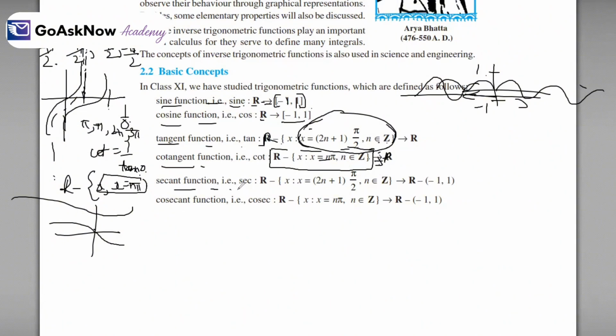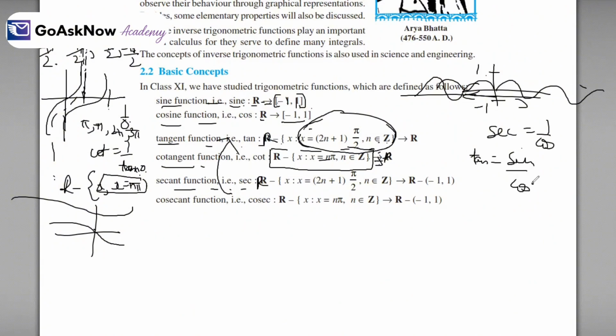And the second function is just the opposite of the cosine function. That is, secant is 1 by cos. So the domain will be real numbers minus x, where x is (2n+1)π/2. You can see that there is a similarity between the secant function and the tangent function. Why? Because the tangent function can also be written as sine by cos.